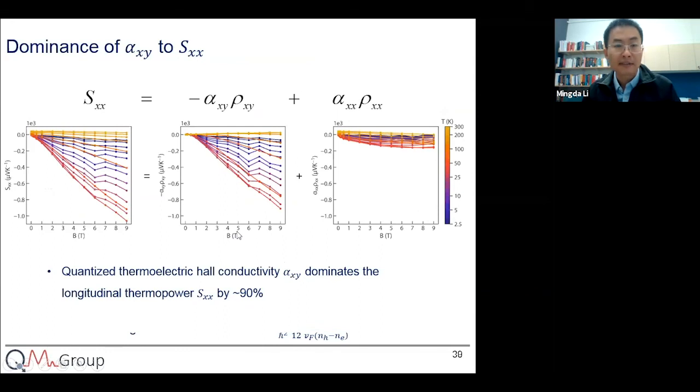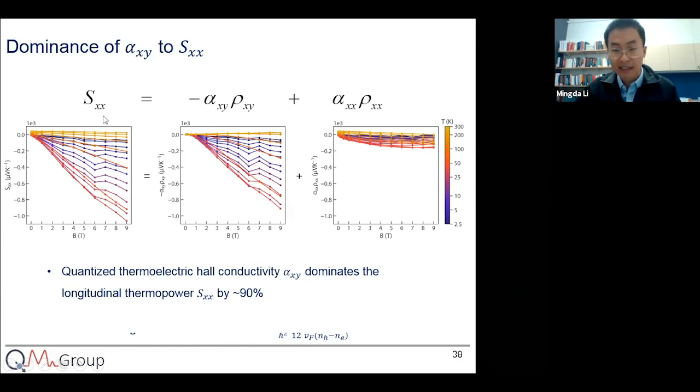And to see that this is indeed the case dominated by the quantized thermoelectric Hall, we can decompose the longitudinal thermal power into two contributions, and we can see the transverse part of the thermoelectric Hall can dominate about 90% of the longitudinal thermal power.